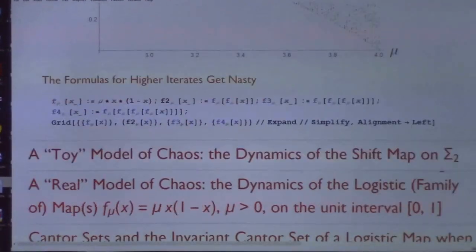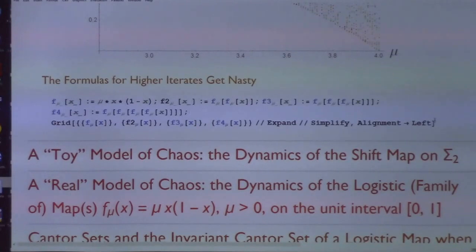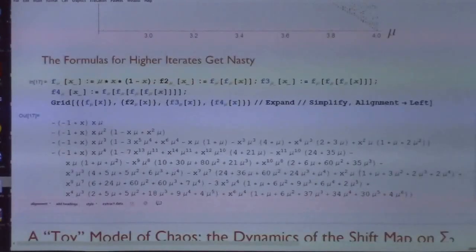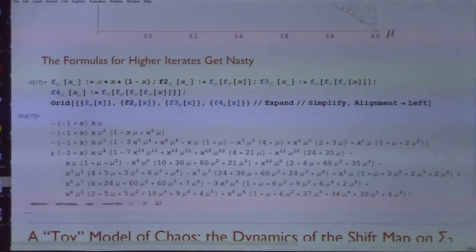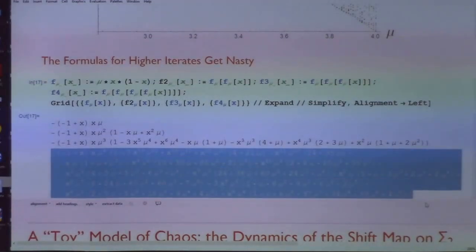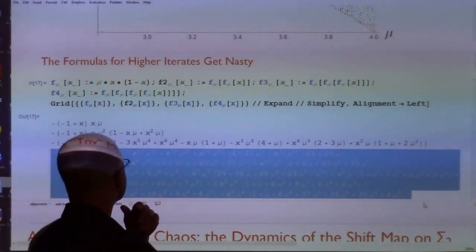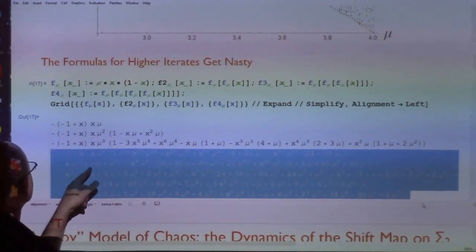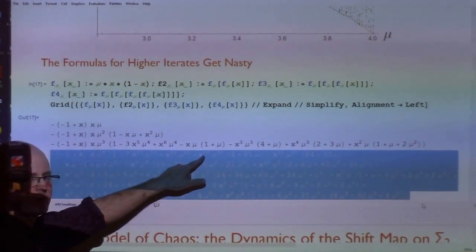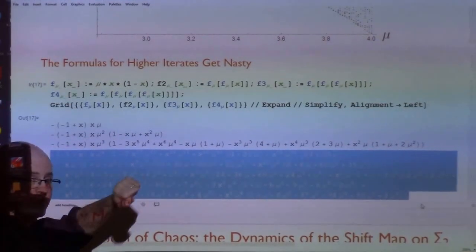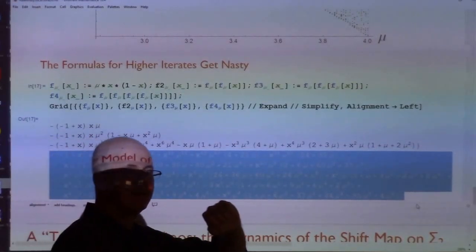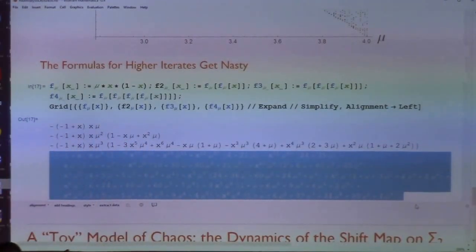The higher iterates do get nasty. Here's a formula for the first four. You can see this one right there, that's the fourth iteration. Looks like in x it's going to be maybe a 12th degree equation. There's actually a 12th there. Lots of mu's in there too. You don't want to try to analyze that analytically.